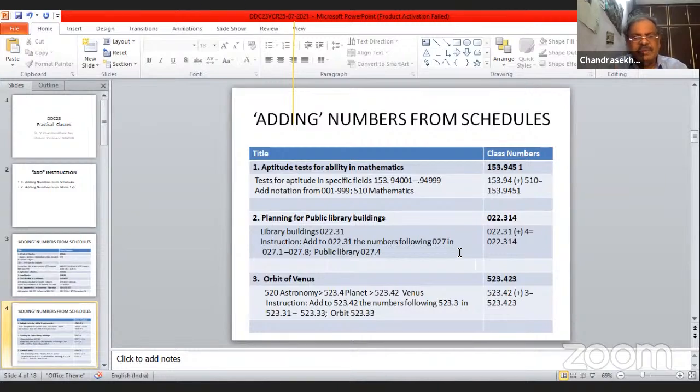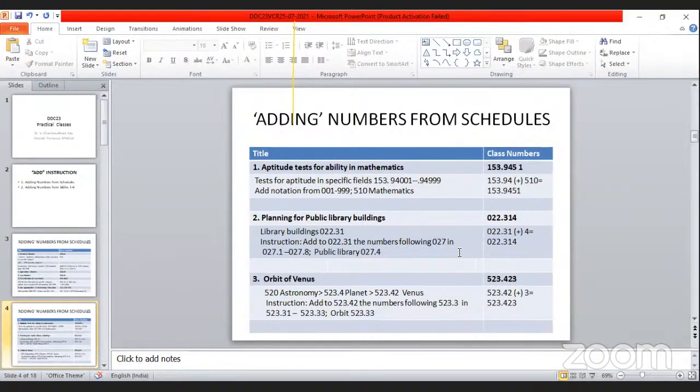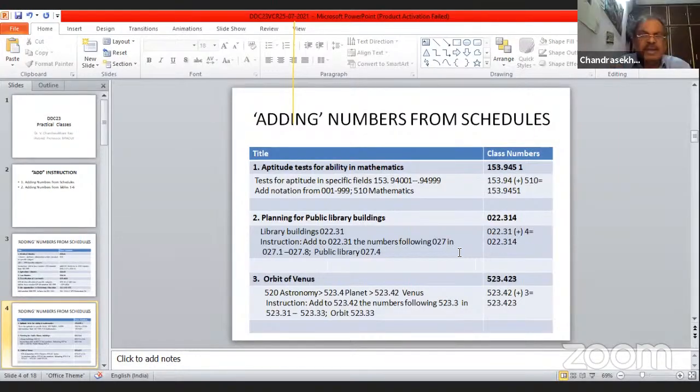When there is a compound subject, you take one subject area, planning for the library buildings, and for each particular type of library building he cannot enumerate the number. So some sort of synthesis he has recommended. So that type of library number, a part of that number, you can add here.